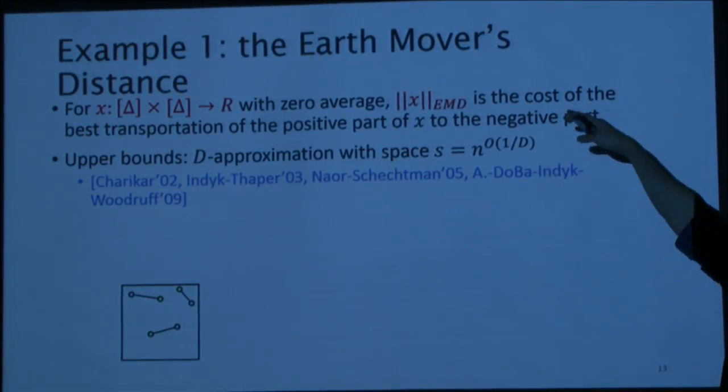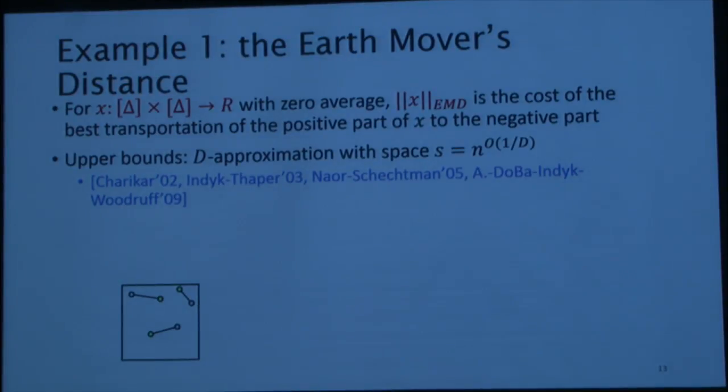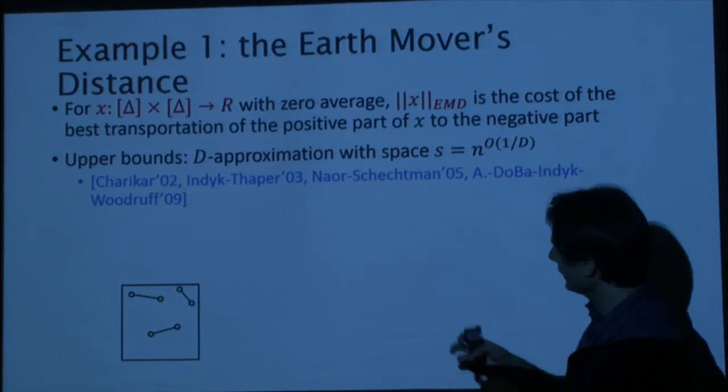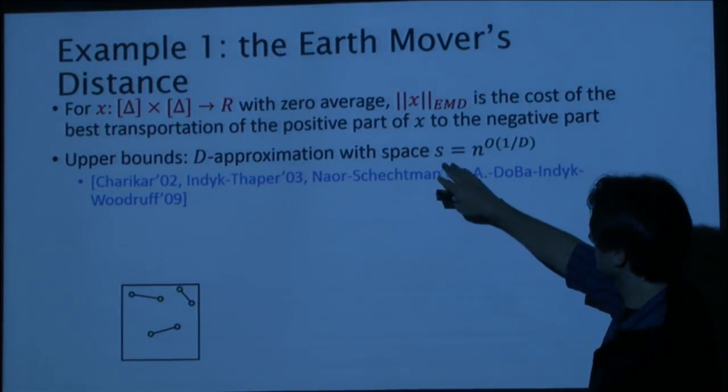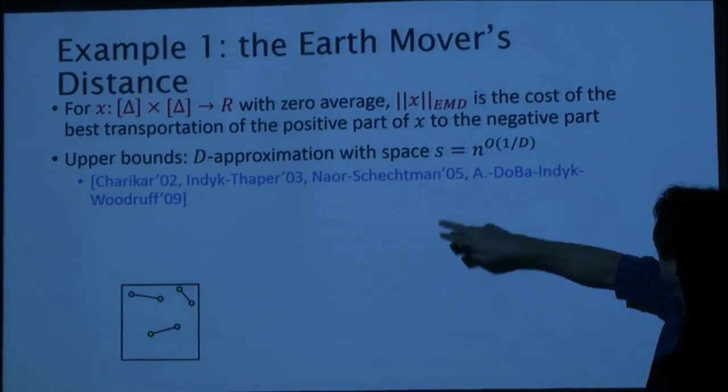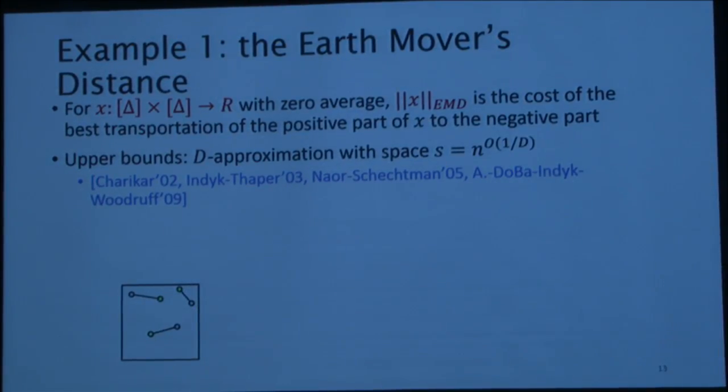And algorithms under Earth Mover distance have been an open problem for a while. In particular, problems like nearest neighbor search, and even computing it fast, were open problems for a while. For sketching, the best approximation that we have was to obtain a d-approximation with space n to the order of 1 over d. There are a number of results in this direction, including myself, and we don't know how to do better. There is a big question whether this can be done better. There are no lower bounds prior to this work.